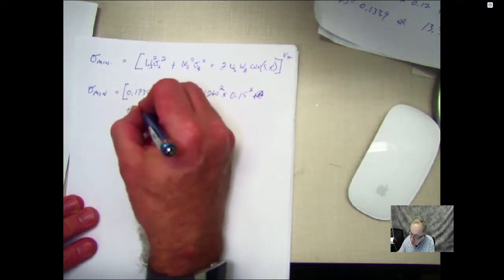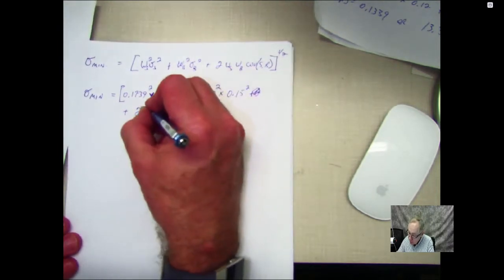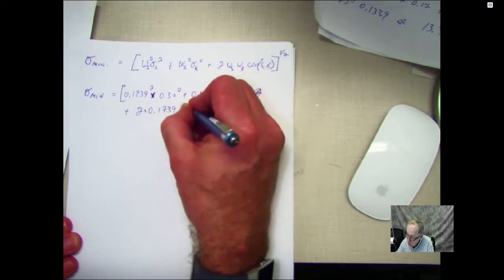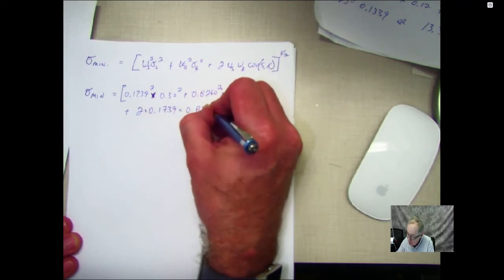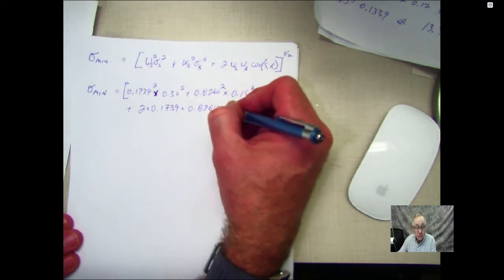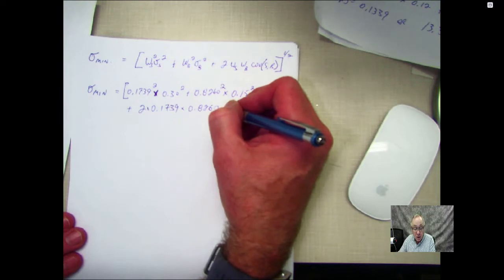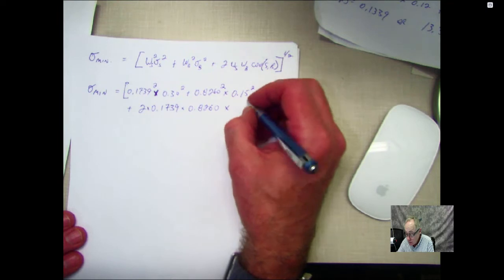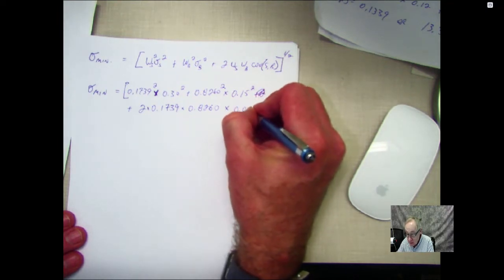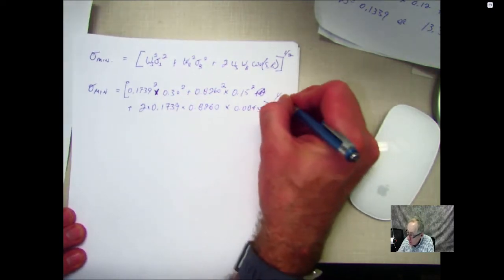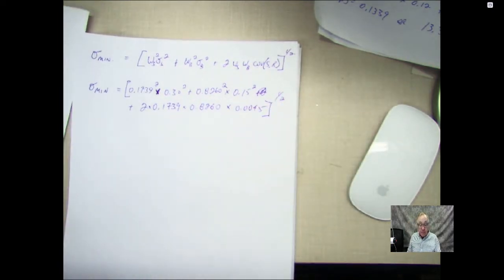Let's bring that down. 2 times the weight of stocks, 0.1739, times weight on bonds, 0.8260, times our covariance on stocks and bonds, and that's 0.0045. So fairly long. Oh, close that off, and remember it's the square root. Oof. So going a little further.